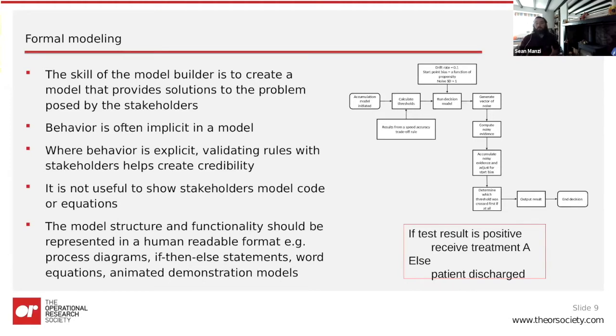It's not useful to show stakeholders model code or equations. I've put a couple of examples up on the slide. One is a decision-making model. This is a process map of what is several hundred lines of code, producing a sequential sampling model for decision-making.